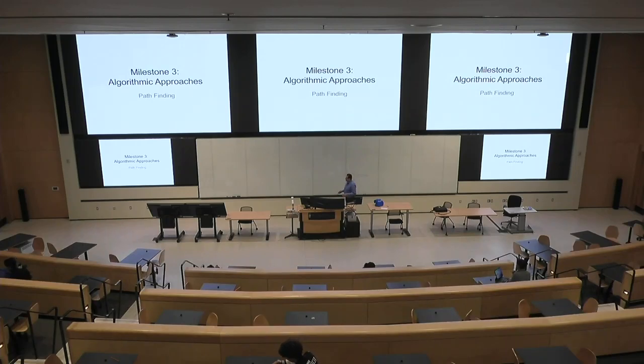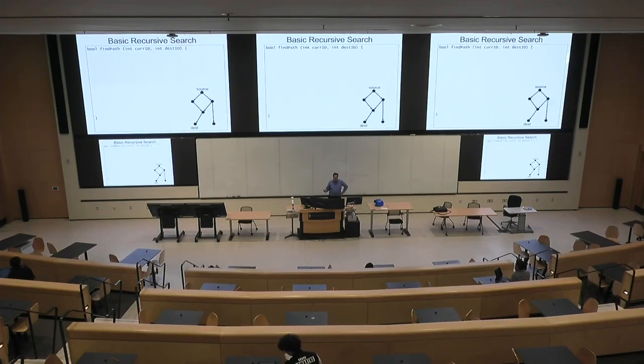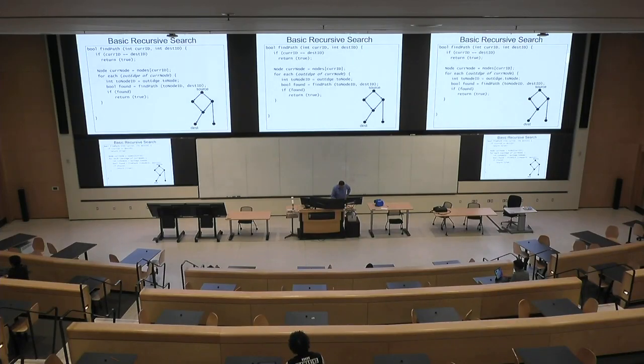Okay, so we're talking about pathfinding, and we started looking at depth first search. Okay, so this was our first pathfinding algorithm. It's a recursive algorithm. It's very similar to the algorithm you use to find things in a binary search tree in 244. And we went through the code at the end of last lecture, so I'm just going to show it again. But then let's walk through on this little graph what happens.